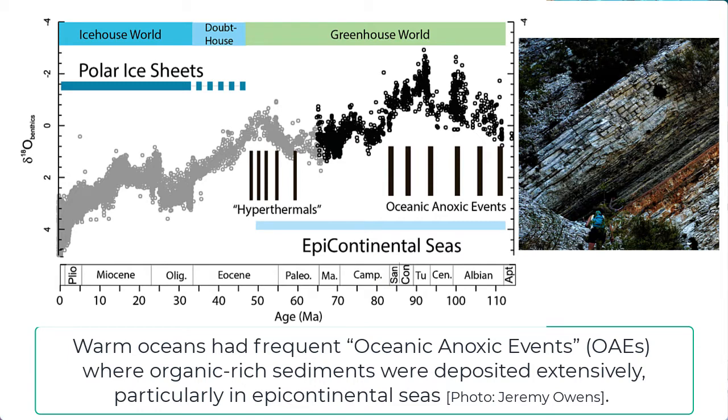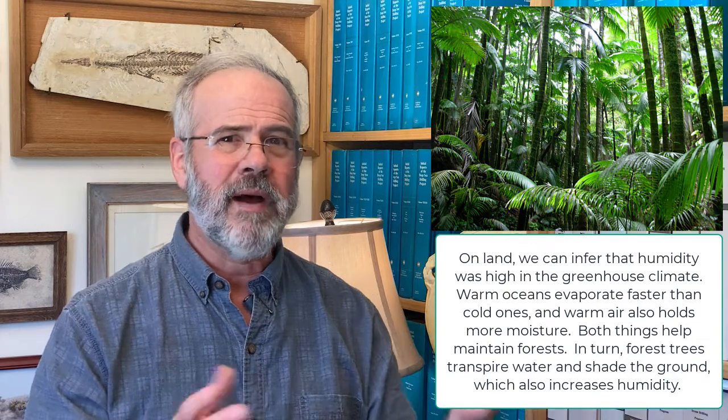These form when the ocean becomes extensively depleted in oxygen, and organic matter is buried abundantly on the seafloor. OAEs are represented by black or dark gray rocks, reflecting abundant buried organic matter. Oxygenation improves, as it turns out, in the icehouse world, as the oceans cool and these OAEs disappear. So far I've focused on the oceans, but what about the land?